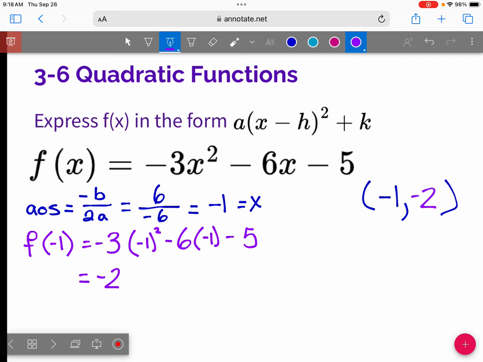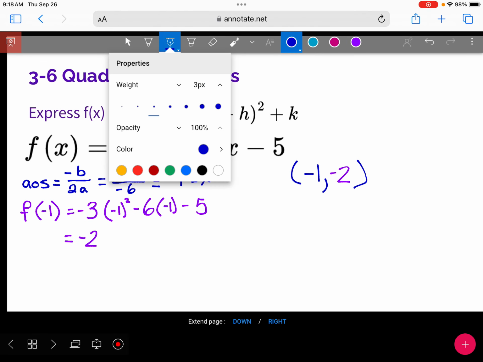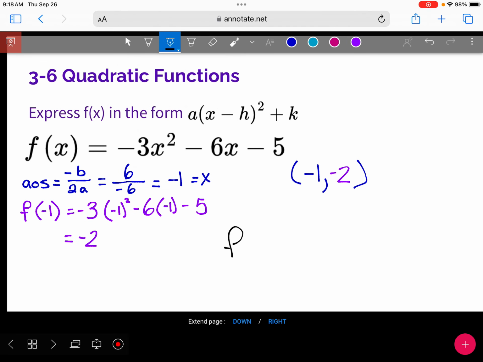This is a lot easier to simplify than completing the square sometimes. Absolutely valid. If you rock on completing the square, go for it. Absolutely works. So our transformed function, our f of x, how are we going to write our equation here? Negative 3, that's our a value. x plus 1 squared minus 2. Gorgeous. Okay? Just like that. Totally fine.